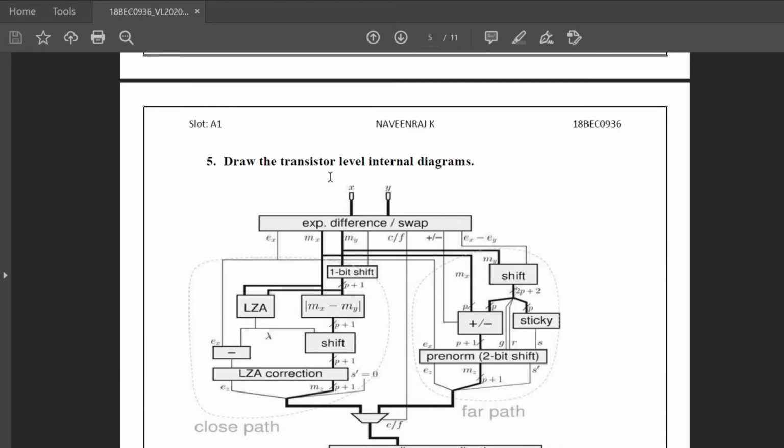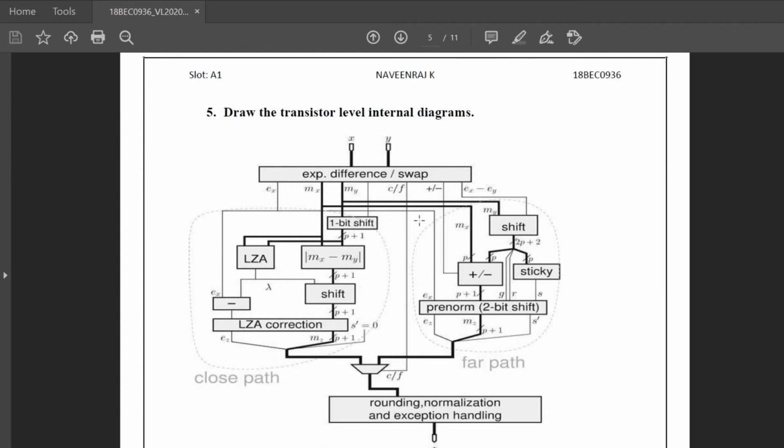Now let's go to the transistor level internal diagrams. So what is a transistor level internal diagram? They've just explained the operation. Shift operation is there, sticky operation, prenorm. There's a 1-bit shift operation. It can be a left shift or a right shift. And LZA correction, rounding, normalization, and exception handling. This gives a basic idea of how the errors are analyzed.